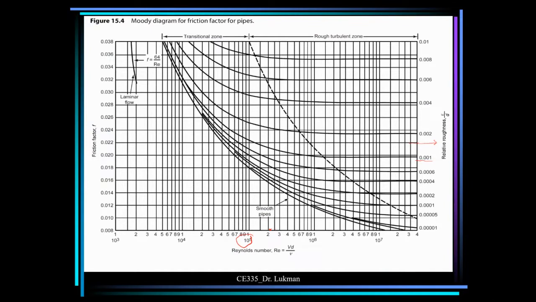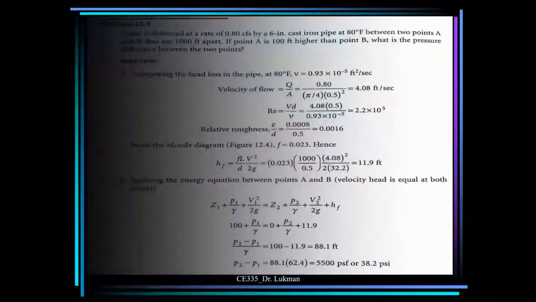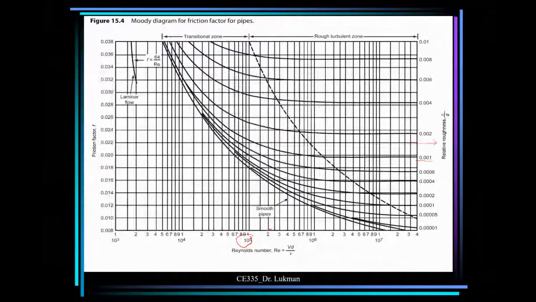We draw a vertical line. Where is my ruler? Up. We want to draw a vertical line up. Okay, and then this is 0.016.